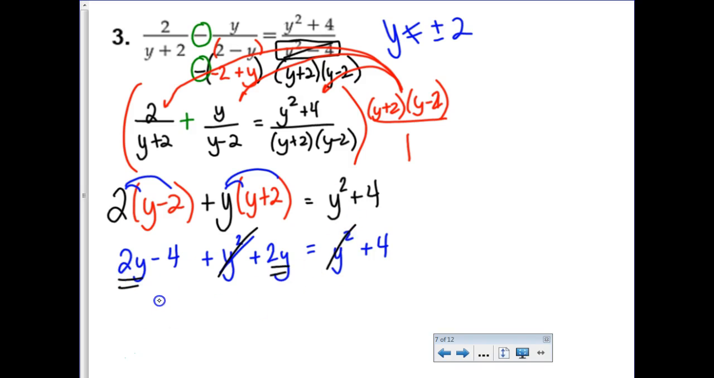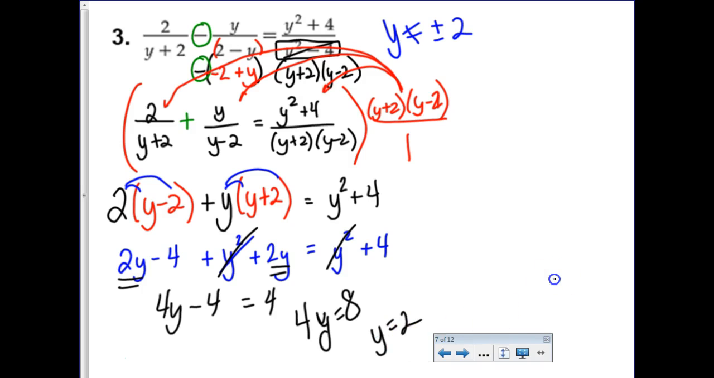So I'm really worried about messing these up at the last minute. I'm going to go a little slow. 4y minus 4 equals 4. You're going to add 4 to both sides, of course. Whoops, that's ugly. 4y equals 8, and y equals 2. And I'm so excited after all that work. I'm going to go box in y equals 2. And then I'm going to get it wrong.